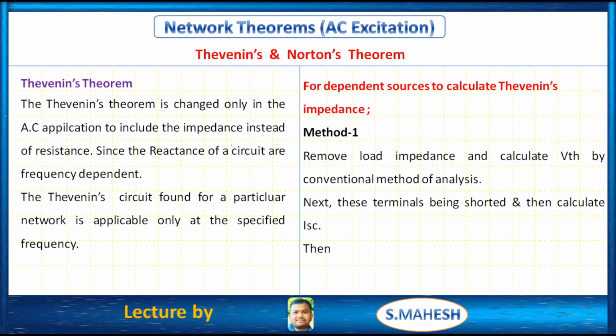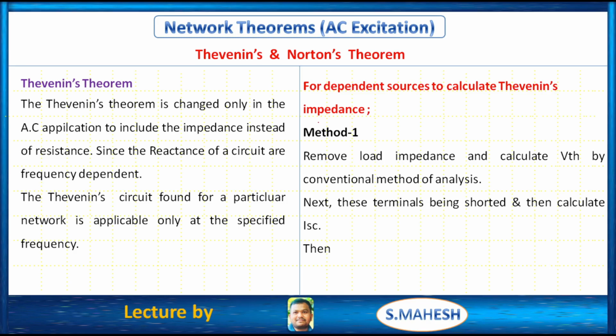Coming to this, for dependent sources, how do we implement Thevenin's theorem? We all know that we have two methods to calculate VOC. By using the conventional method we can calculate Thevenin's voltage, no problem at all. But coming to Thevenin's resistance, there are two methods, right? Simply remove the load resistance and calculate VTH, then short the open circuit terminals and calculate ISC. RTH equals VTH by ISC. The same procedure is applicable in AC excitation also.